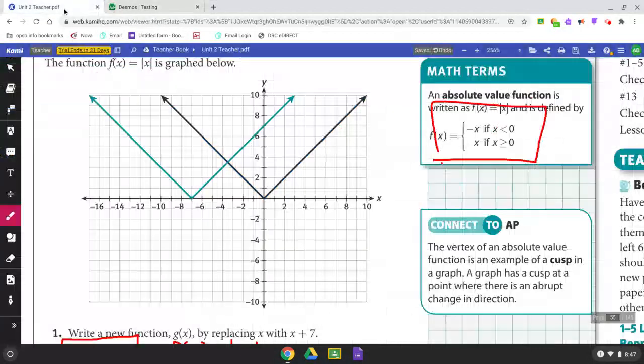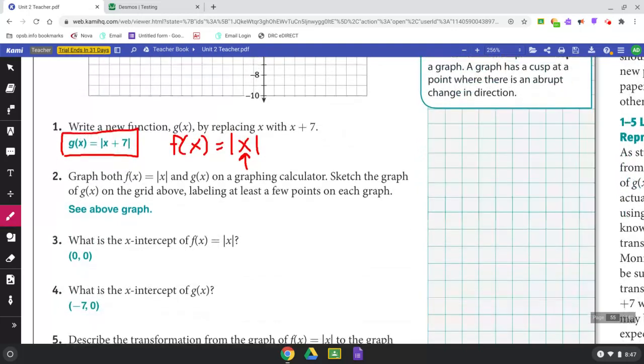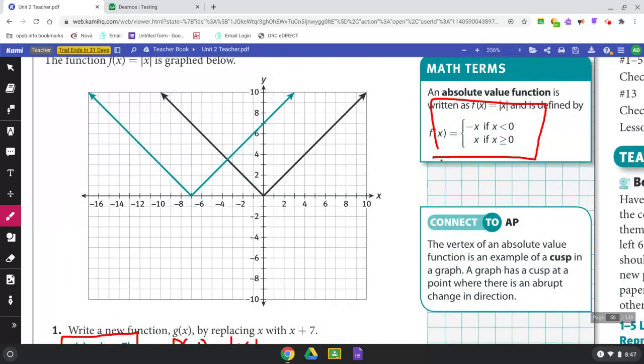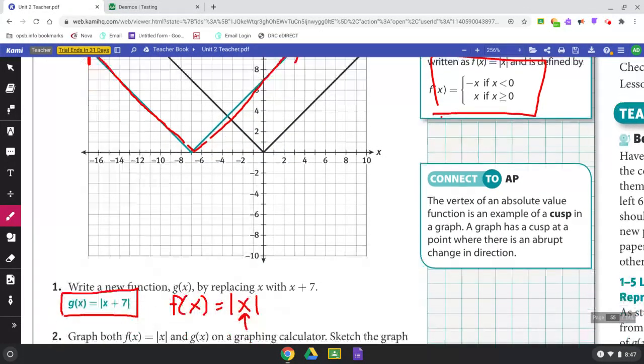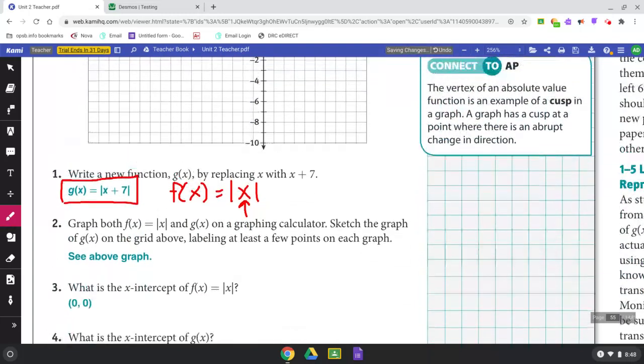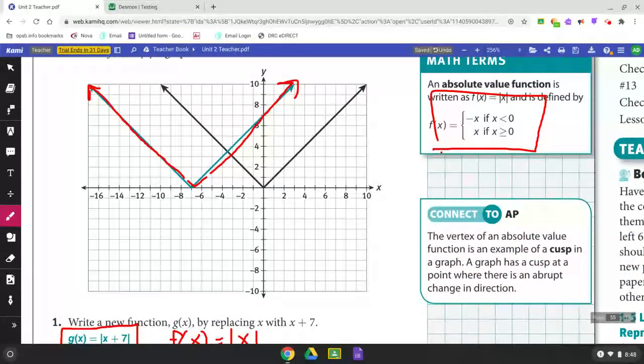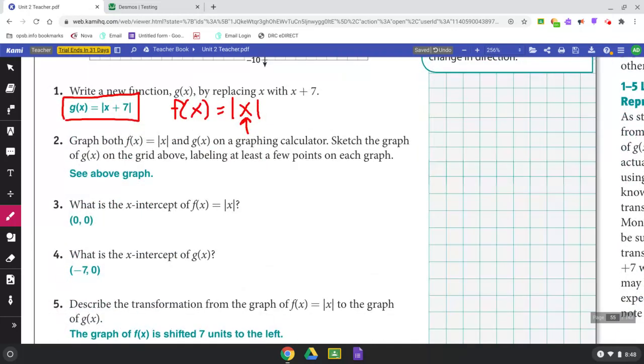Okay, so let's move on. And that's where you graph here. Make sure you graph that point here. Graph your absolute value with x plus 7. What is the x-intercept of the parent function? What is the x-intercept of f of x? Remember, this is the graph of f of x. This is the graph of g of x. So we're looking at the black line there, f of x. What is the x-intercept? Well, it intercepts the x-axis here at 0, 0. So the x-intercept of f of x is 0, 0.